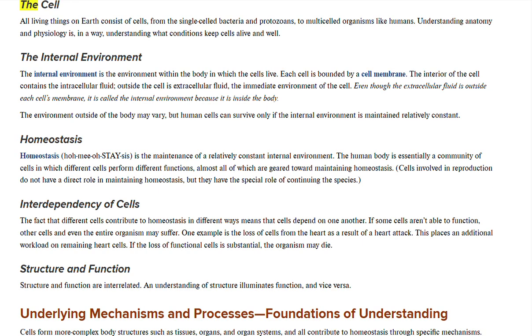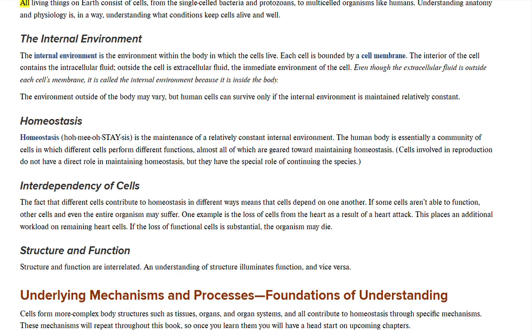The cell. All living things on Earth consist of cells, from the single-celled bacteria and protozoans, to multi-celled organisms like humans. Understanding anatomy and physiology is, in a way, understanding what conditions keep cells alive and well.